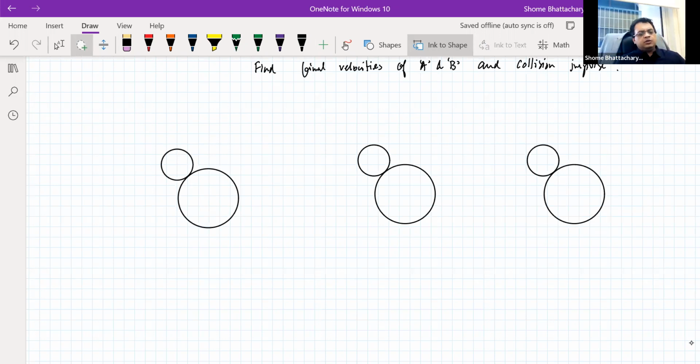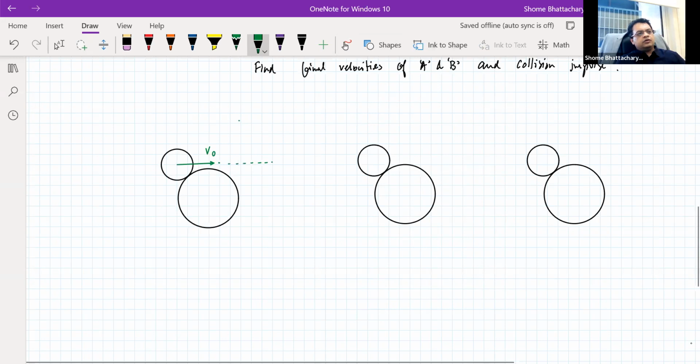So I'm looking at three diagrams which are a succession of events very close to each other. The first one is when they are just about to come in contact. As of now, no impulse is active or no force is acting, but they're just about going to come in contact. At that time, this V0 is like this. And as you can see, the line of action of V0 is going to be at that perpendicular distance D which we have written.